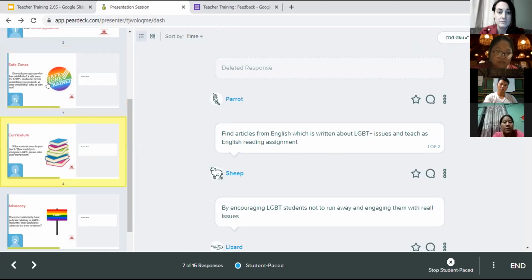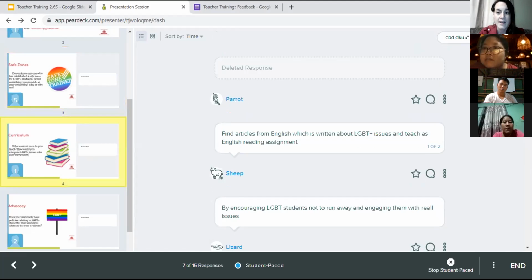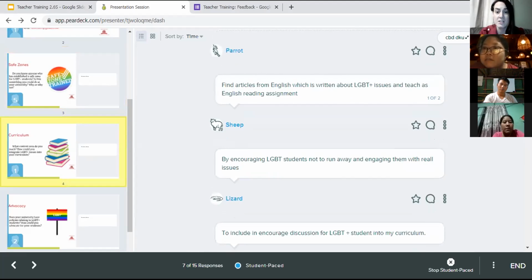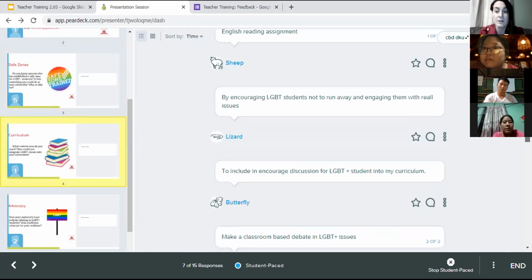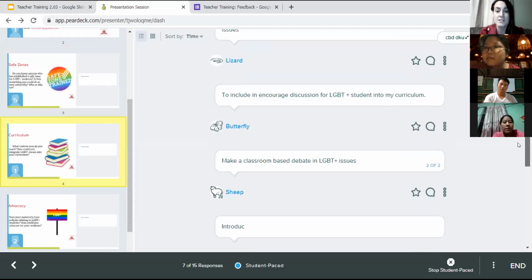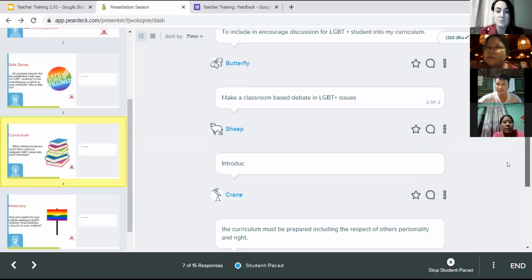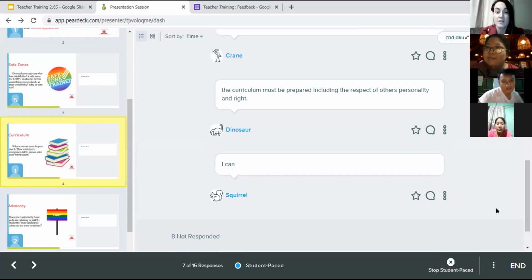Curriculum. Find articles in English which are written about LGBT plus issues and teach English reading assignments by encouraging LGBT students not to run away, engaging them with real issues. Good. To include encouraging discussion for LGBT students in my curriculum. Good. Make a classroom-based debate. That's a good idea on LGBT issues. The curriculum must be prepared, including respect for other personalities.